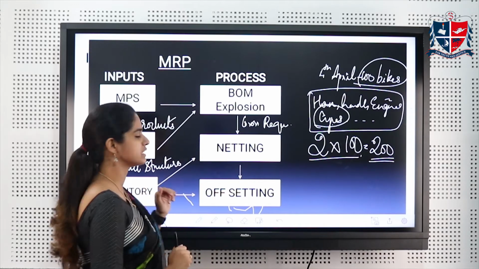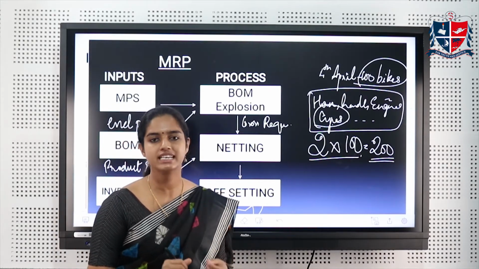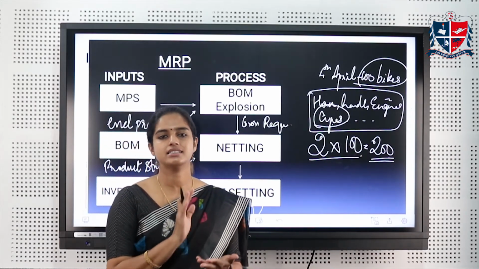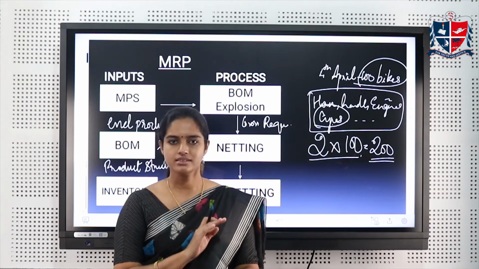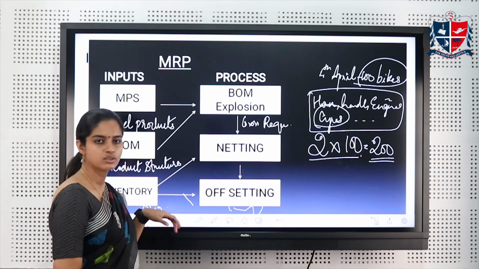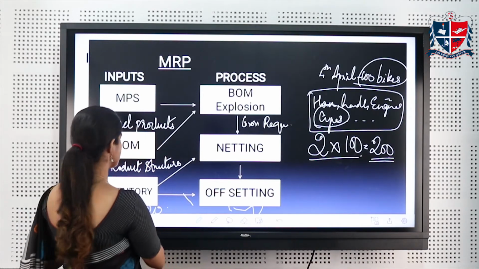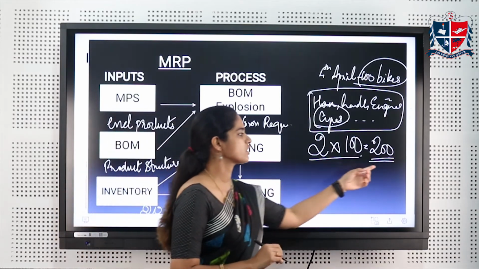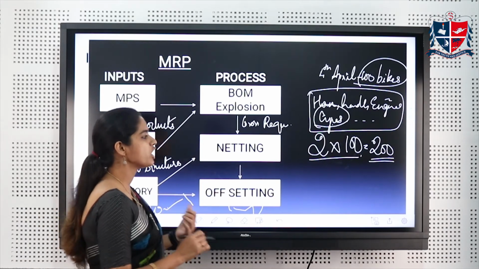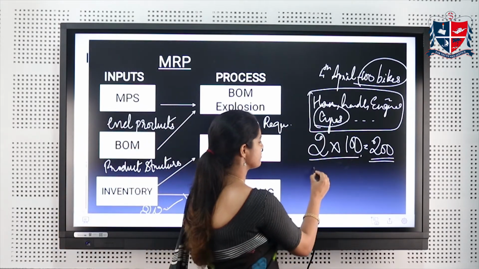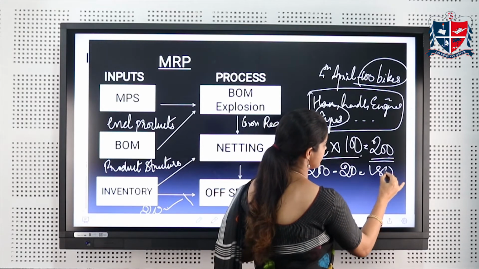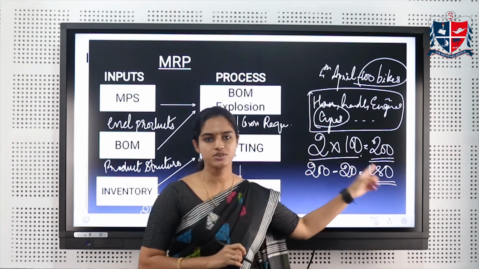Coming to the third input, it is inventory, also known as the inventory file. This particular input will give you the inventory that is existing at your production site. For example, if you have 20 tires with you, this input tells you what inventory is left with you. So we know the gross requirement is 200. We already have 20 tires with us. So what will be the net requirement then? It will be 200 minus 20, that is 180. So this is the net requirement.